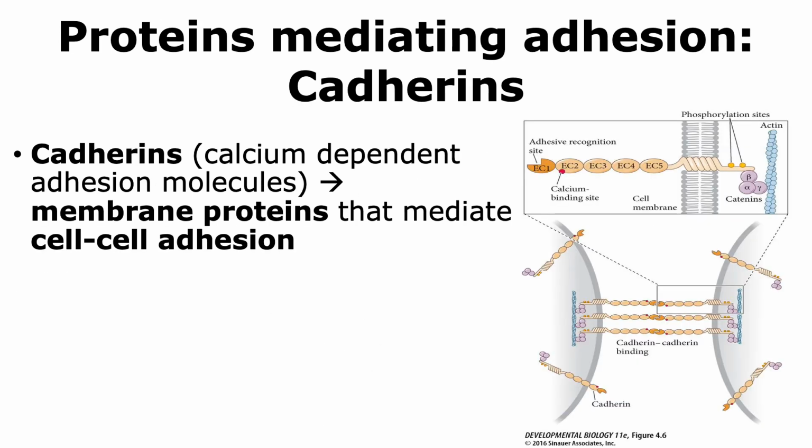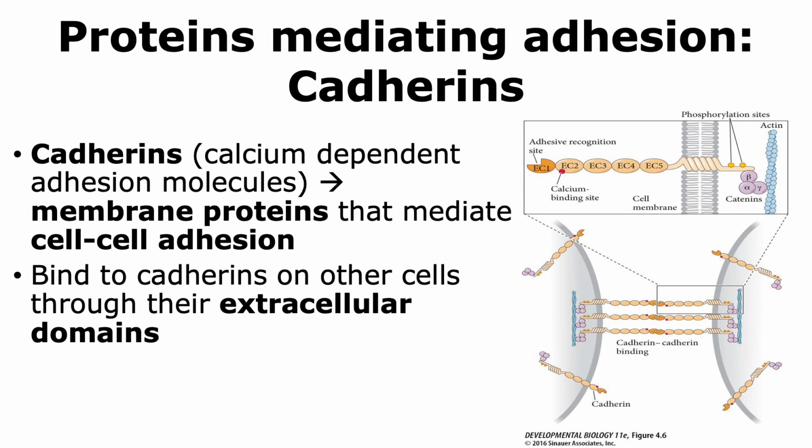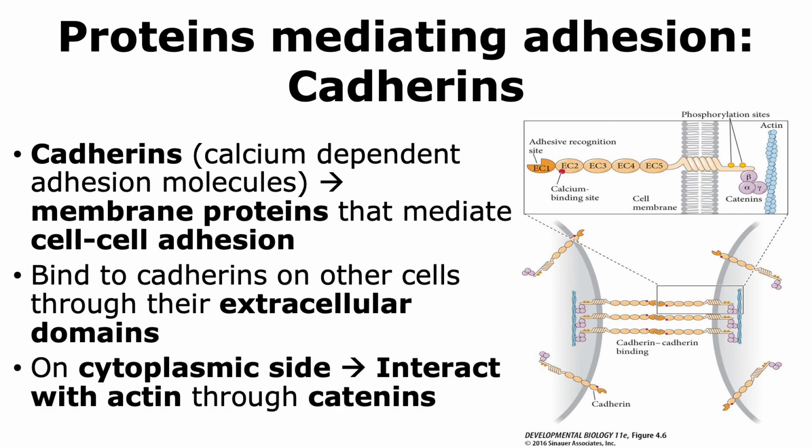The proteins that mediate adhesion are of different types, but the ones that we're going to look at that play important roles in development are the cadherins. Cadherins are calcium-dependent adhesion molecules that are membrane proteins. They're able to bind to cadherins on other cells through their extracellular domains. When we look at the picture to the right, we can see the extracellular domains of the cadherins present on two different cells binding to each other and forming interactions with each other.